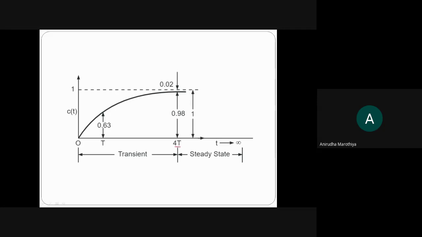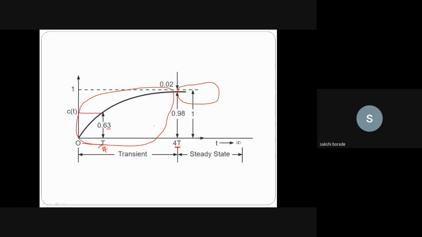So by the end of this 4T, this 4T indicates the end of the 4th time constant, whatever response is indicated by that particular system belongs to the transient, and after 4T or the 4th time constant, whatever the response is, that is nothing but your steady state response. And this capital T indicates your one time constant, because by the end of this particular time span, the response is 63.2% of its final value. So this is what we learned in the previous lecture.